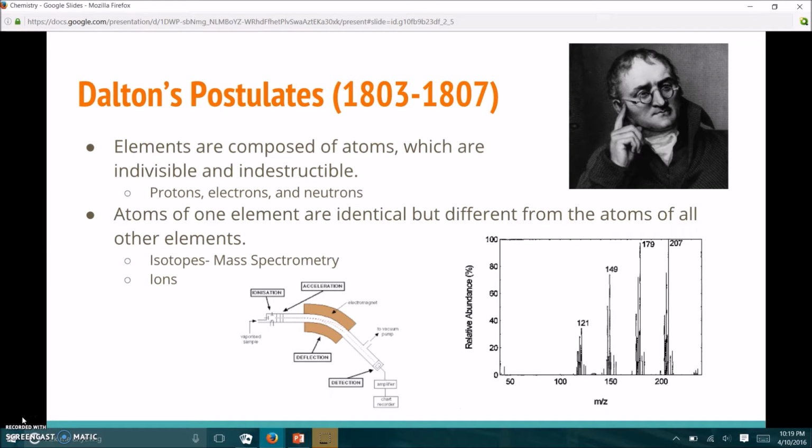So in the past, scientists have often come up with claims or theories which have been proven wrong by scientists who come after them. So today we're going to talk about John Dalton and his 4 postulates and how most of them are proven to be incorrect.